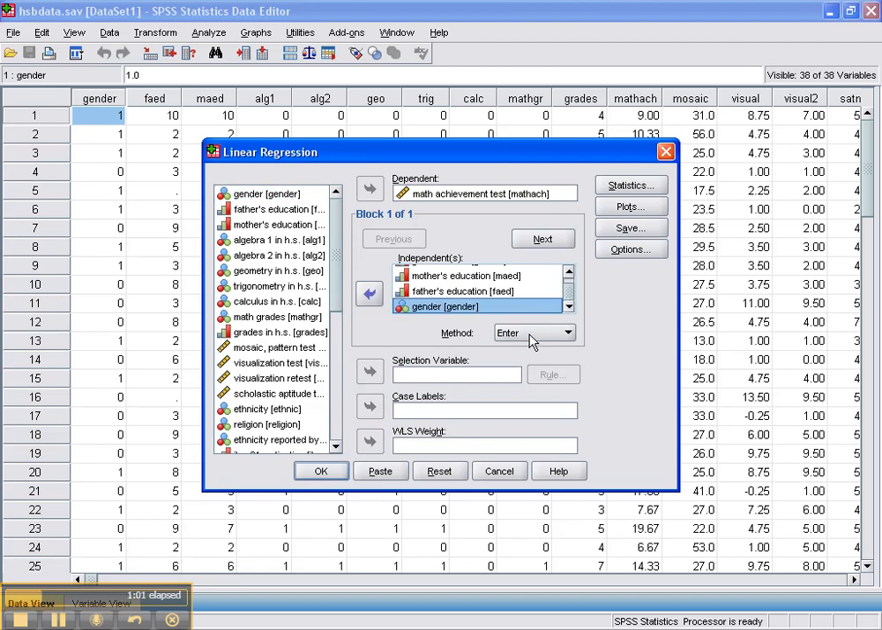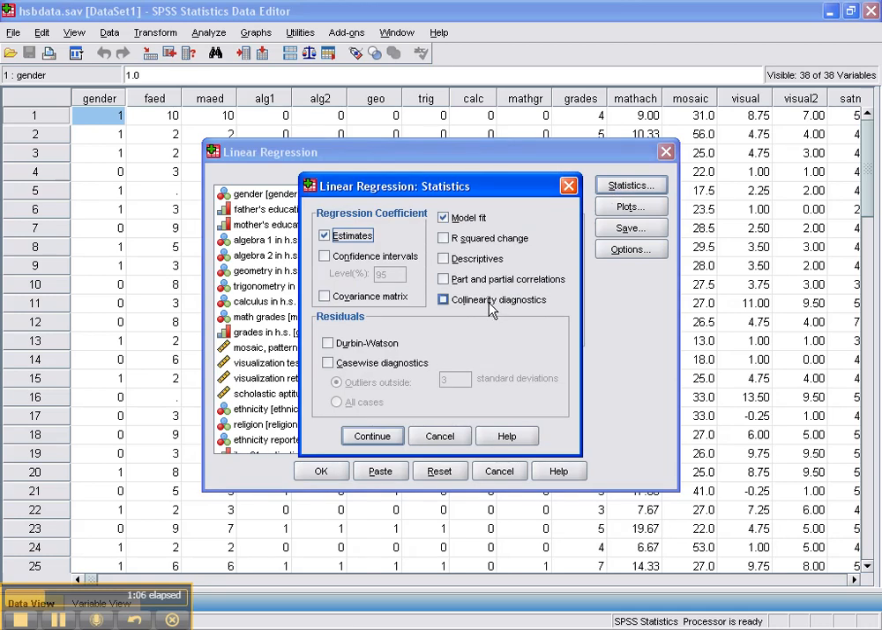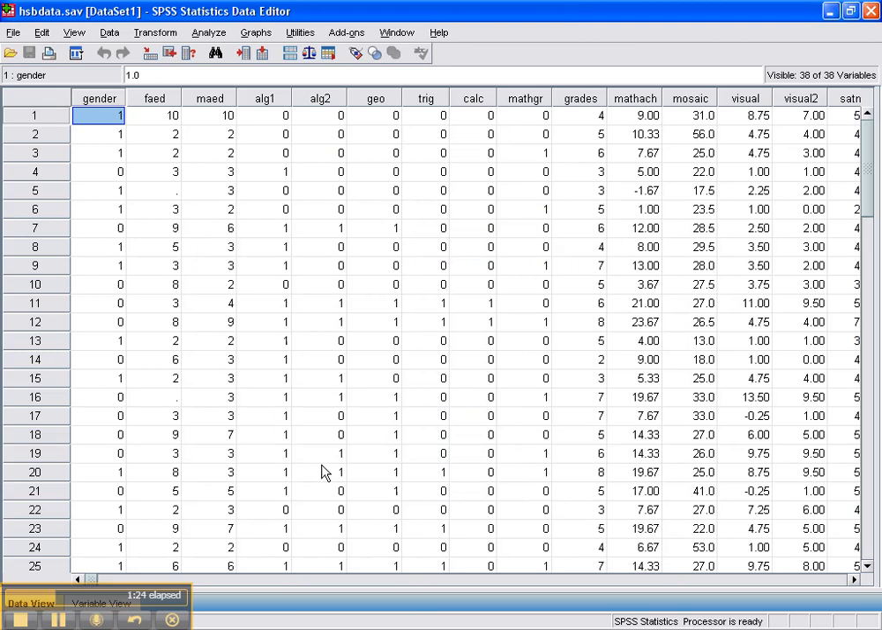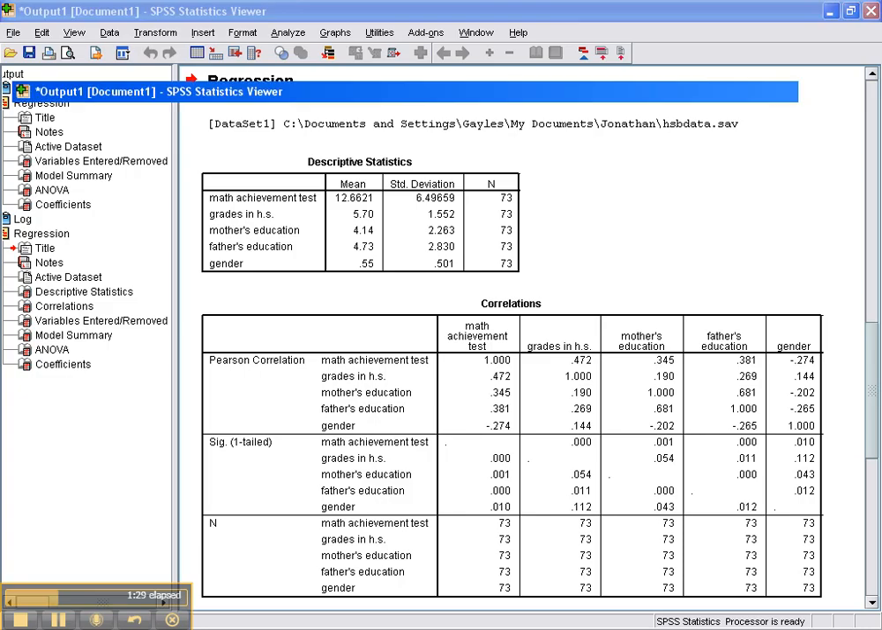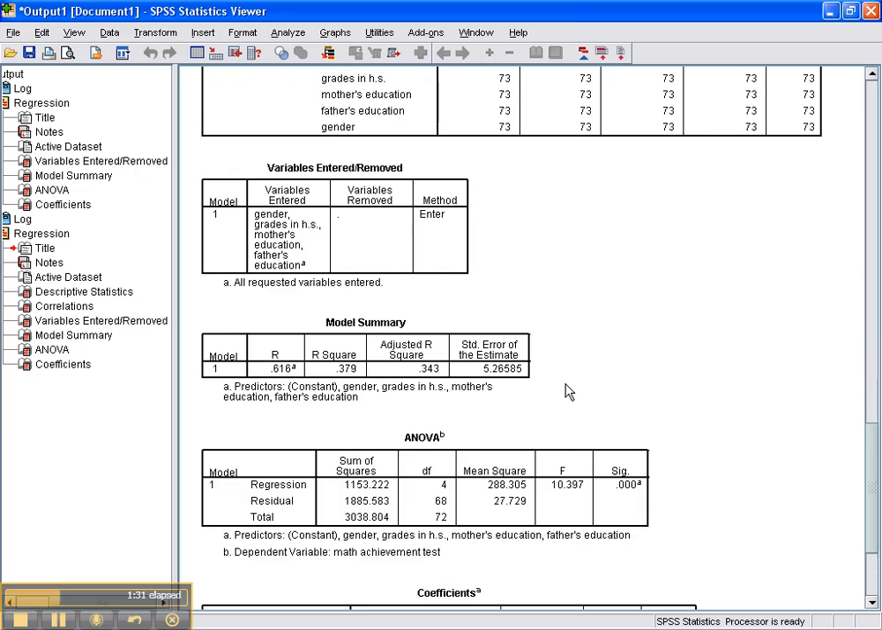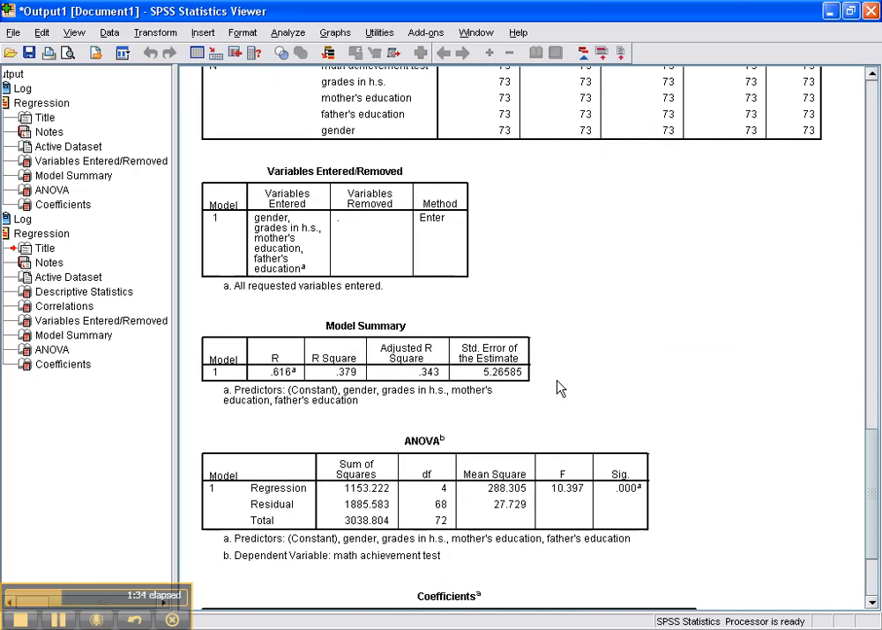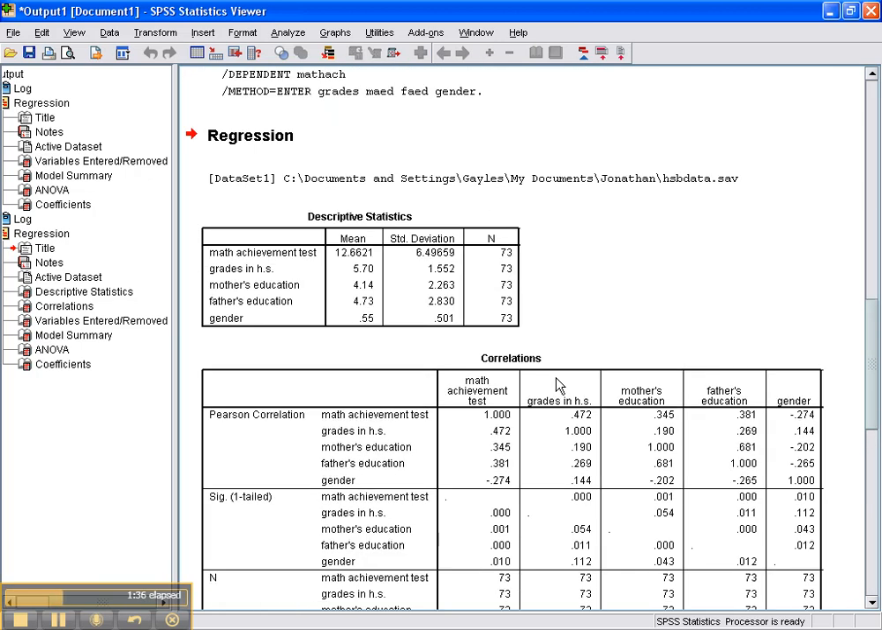The method is enter. We're going to select statistics. We're going to select estimates. We're going to select model fit and descriptives. We're going to select continue and OK. Multiple regression. Okay, very good.